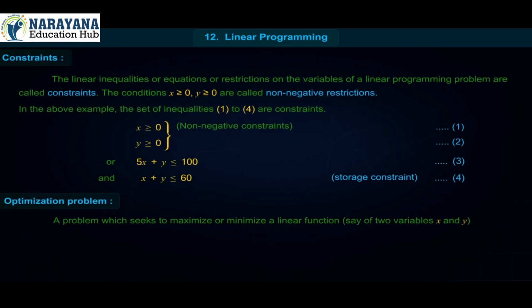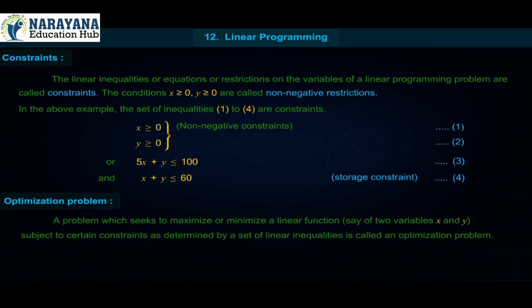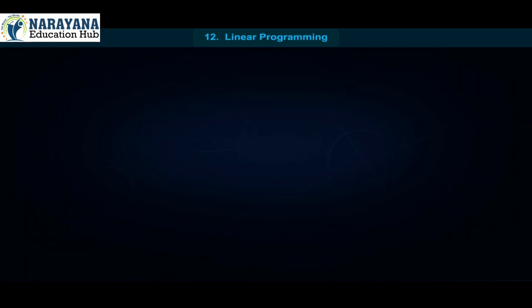Optimization problem. A problem which seeks to maximize or minimize a linear function, say of two variables x and y, subject to certain constraints as determined by a set of linear inequalities, is called an optimization problem. Linear programming problems are a special type of optimization problems. Graphical method of solving linear programming problems.